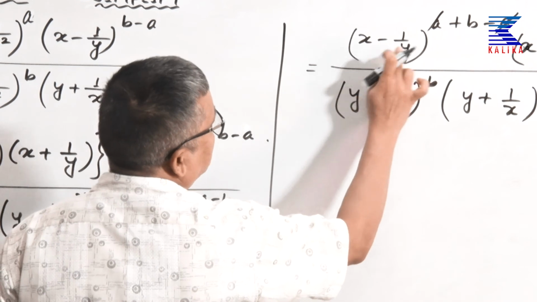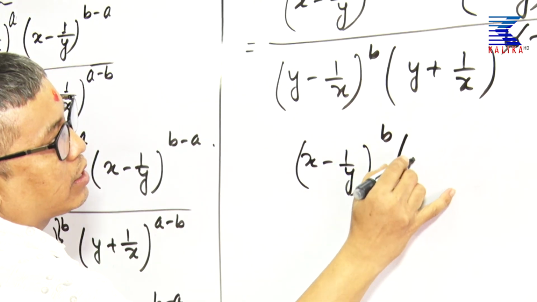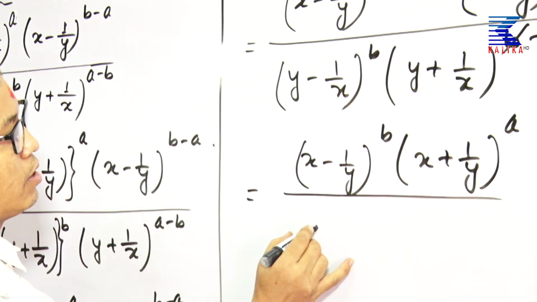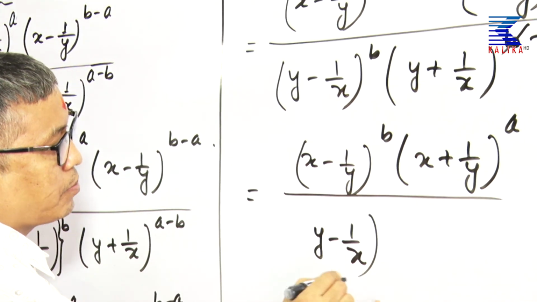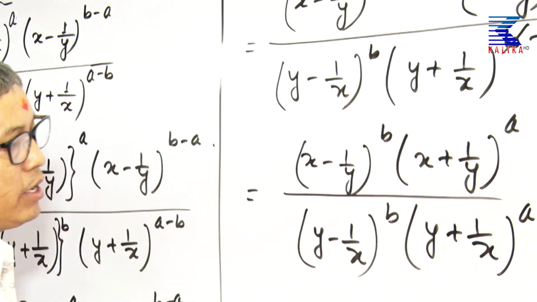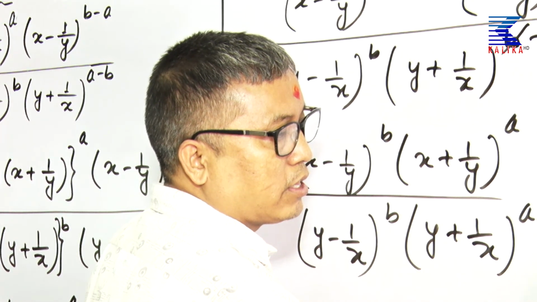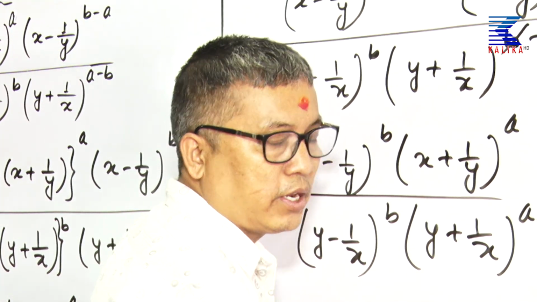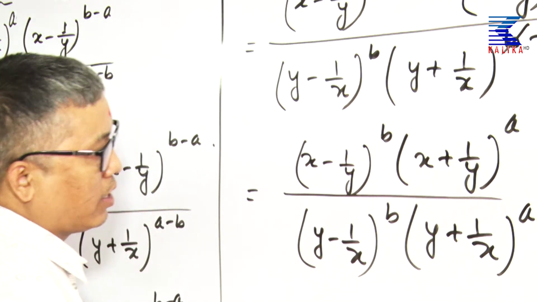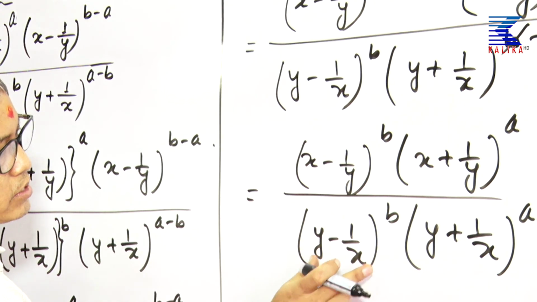Then (x − 1/y)^b (x + 1/y)^a, whole upon (y − 1/x)^b (y + 1/x)^a. Clear? Okay. Look here, a² b². Can you write? This means (a/b) whole square. We can write a² b², that means (a/b) whole square. Here x − 1/y and y − 1/x, the power is same, b, b.